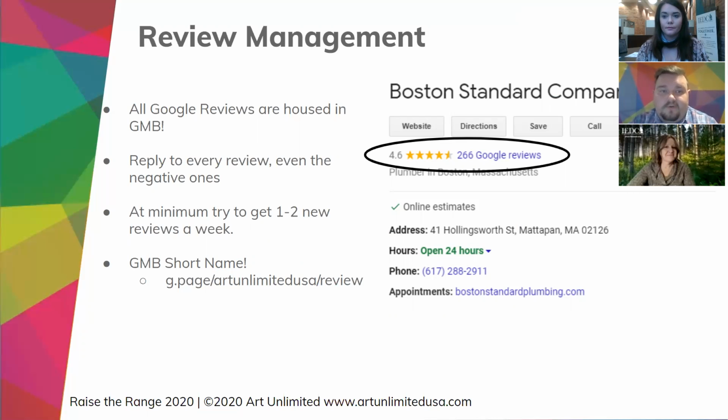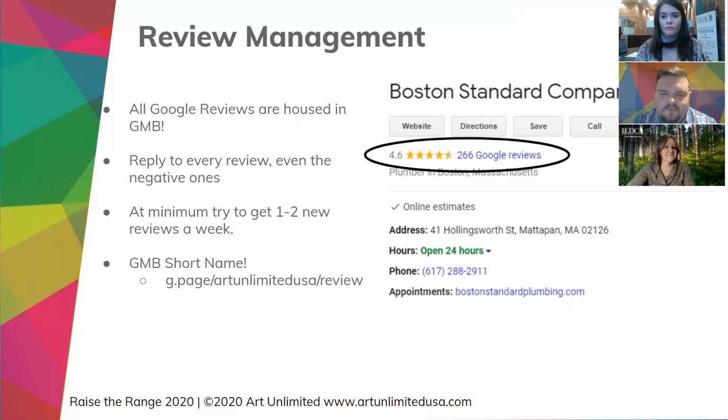We've also found that it is best to, at a minimum, try to get 1 to 2 new reviews a week. And I know that can be difficult for some businesses and companies, depending on what your industry is and where you're located. That's also where the GMB short name that I mentioned comes in. I actually have a URL example of the Art Unlimited one right now. If you were to search this URL right here, it would take you directly to our listing and prompt you to leave a review. Not saying you have to do that.